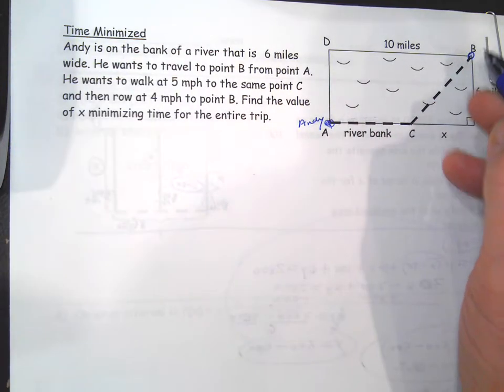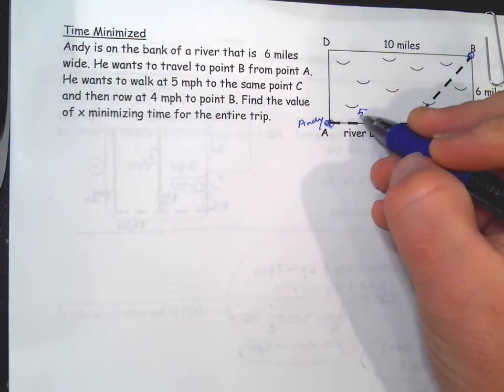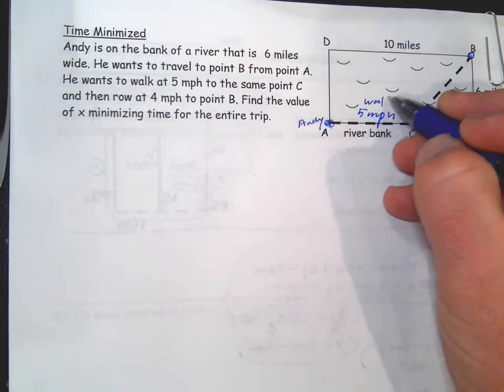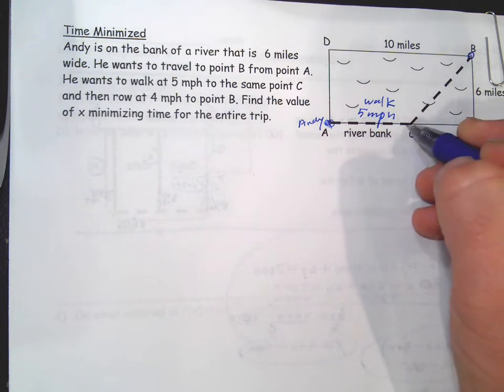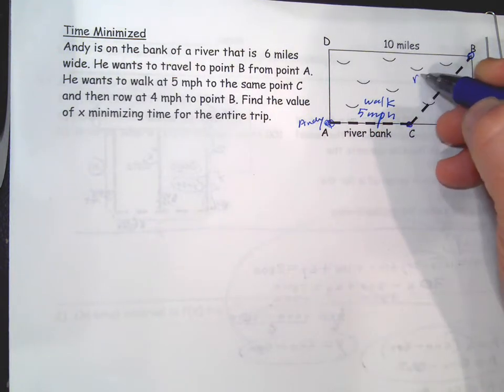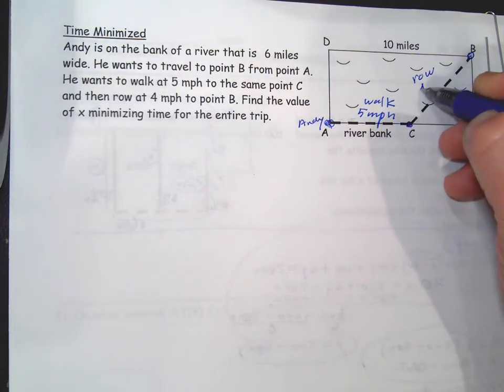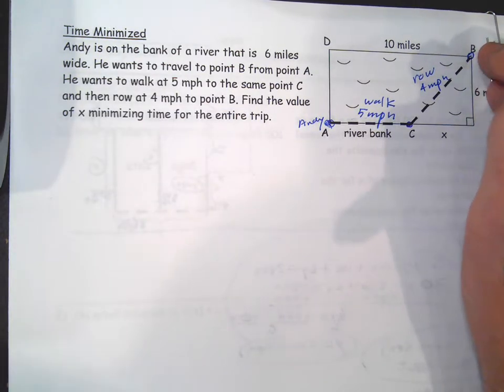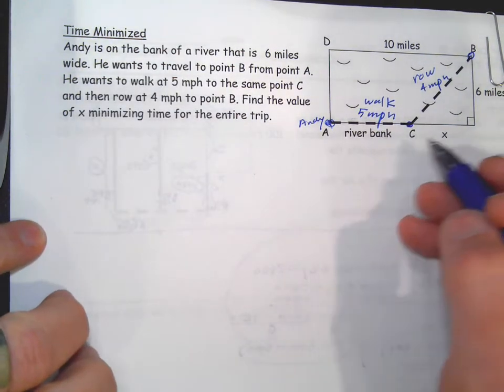He wants to walk 5 miles per hour to some point C, and then he's going to row the rest of the way at 4 miles per hour. So just labeling the picture. Find the value of x that minimizes the entire trip.